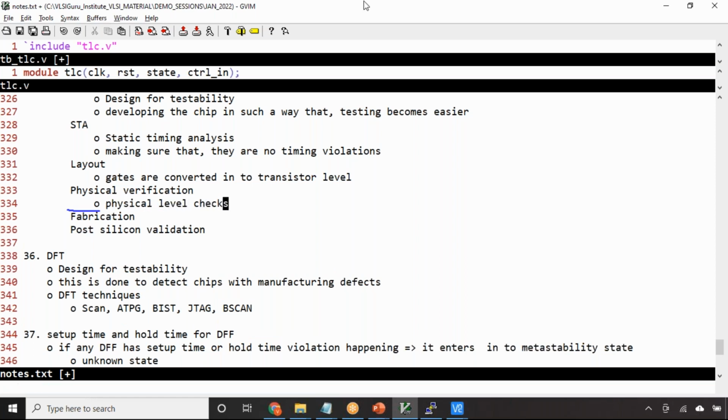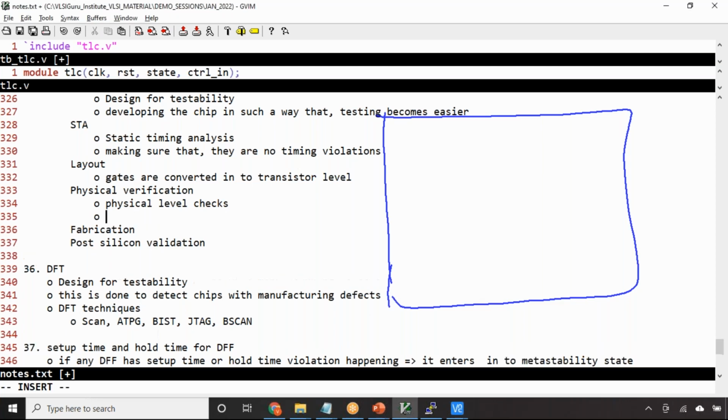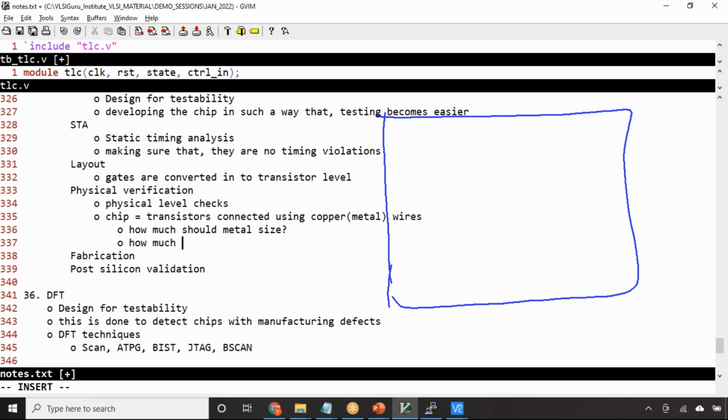What is meant by physical level checks? Generally, your chip is nothing but transistors connected using copper wires. Copper means metal here, metal wires. So there will be some guidelines. How much should the metal size be? How much should be the distance between metal and metal? Some guidelines will be there.